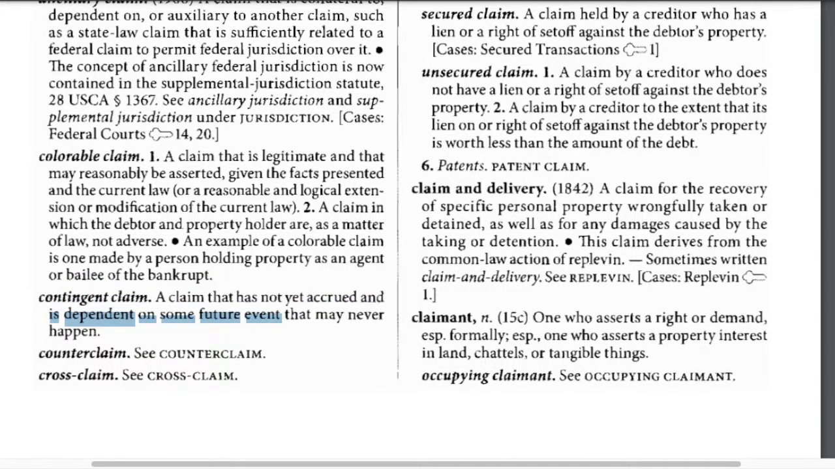Okay. There we go. Then we have contingent claim, a claim that has not yet accrued and is dependent on some future event that may never happen. So a contingent claim. This is an interesting one here, and I think this might even apply in one of the other live streams we did covering trusts. Counterclaim, cross-claim.